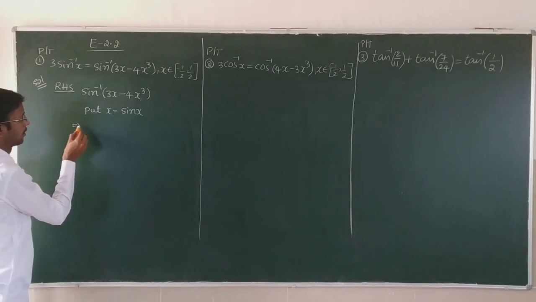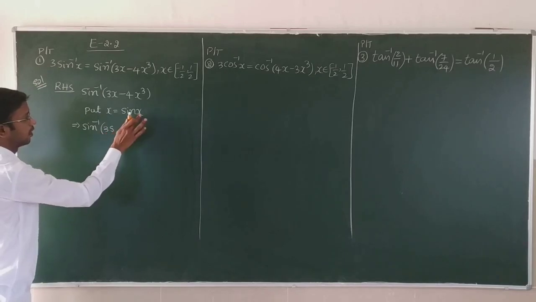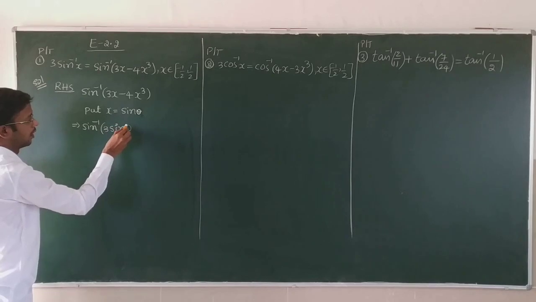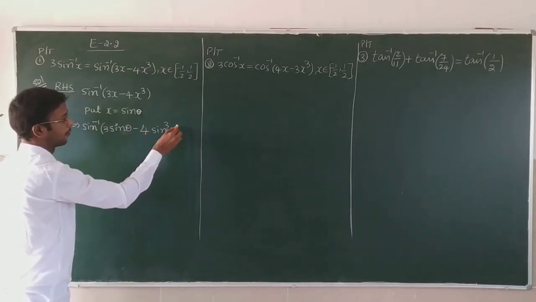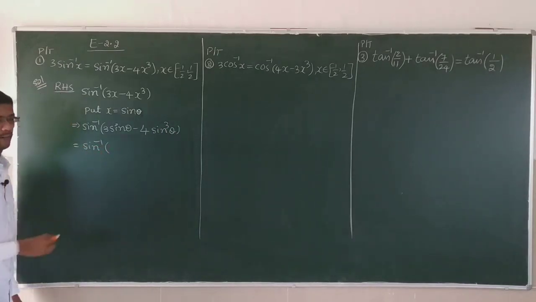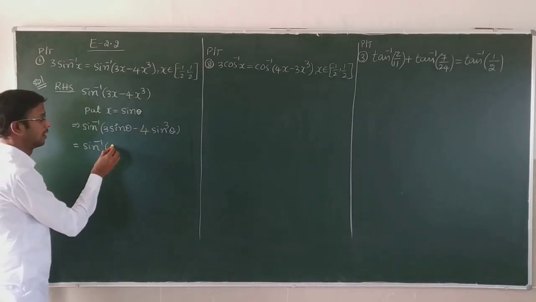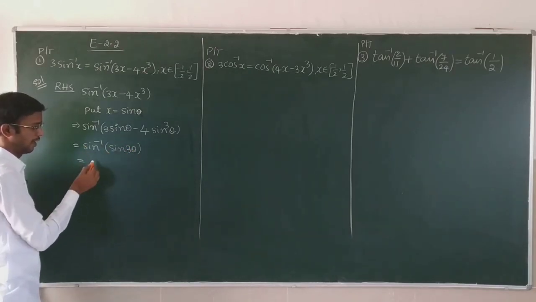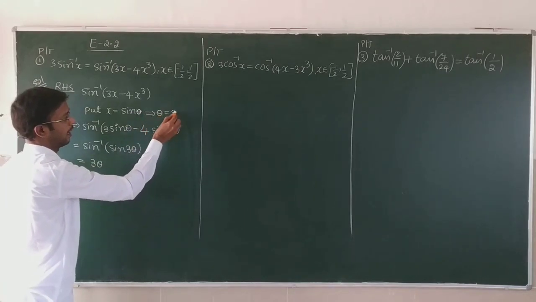That implies sin inverse of 3 sin theta minus 4 sin cube theta. It is equal to sin inverse of 3 sin theta minus 4 sin cube theta, which is the sin 3 theta formula. So sin inverse sin cancels, 3 theta. What is the theta here? Theta is sin inverse x.